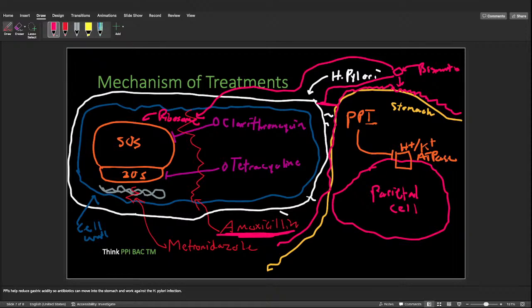Then metronidazole, that's going to work directly against the DNA form of an anaerobic bacteria. So just note that metronidazole is working against anaerobic bacteria. And one other thing with metronidazole, you never want to take it with any alcohol. That is a counseling point. You guys should all know about that.